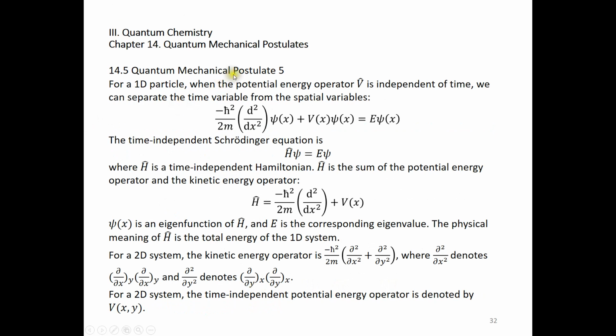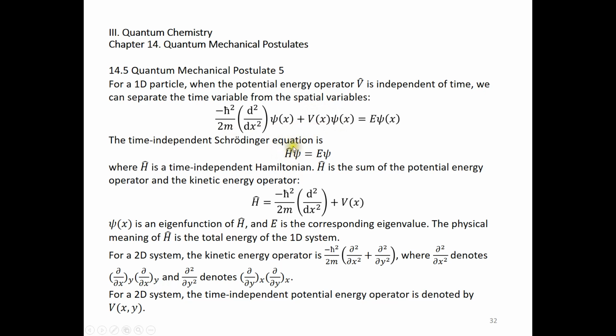For a one-dimensional particle, when the potential energy operator is independent of time, we can separate the time variable from the spatial variable. We get this time-independent Schrodinger equation. This can be simplified as H psi equals E psi. On the right-hand side, this is just E psi. Psi is a function of x. On the left-hand side, we have the kinetic energy operator applied to psi and potential energy operator applied to psi. The sum of kinetic energy and potential energy operators is simply the Hamiltonian H.